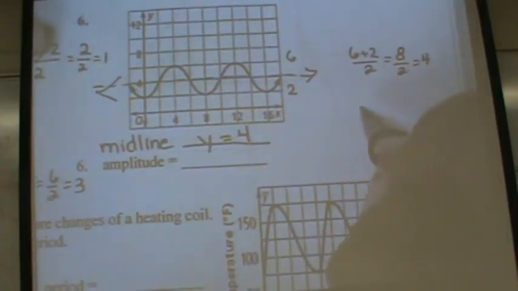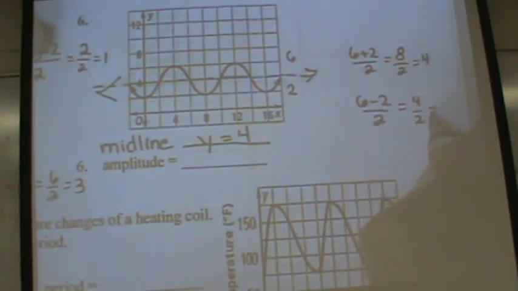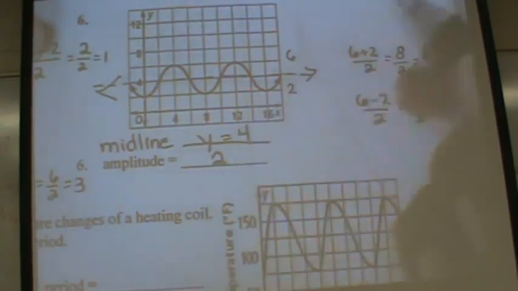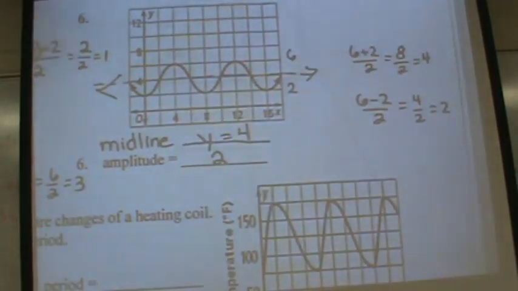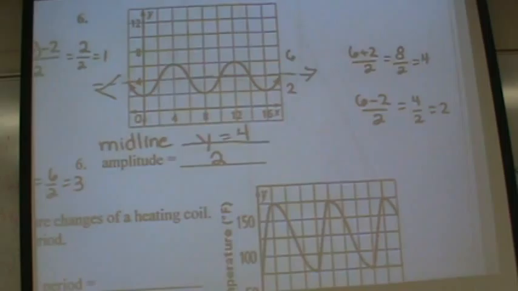How would you find the amplitude? 6 minus 2, 4 over 2 is 2. And double check, is that 2 units above and 2 below? Sure is. Good.